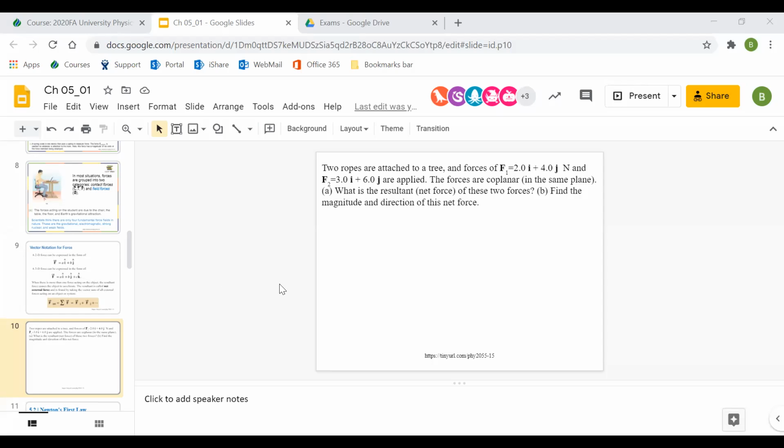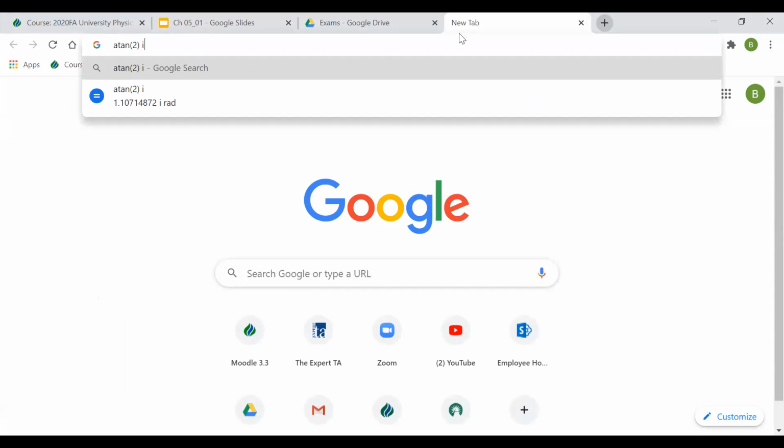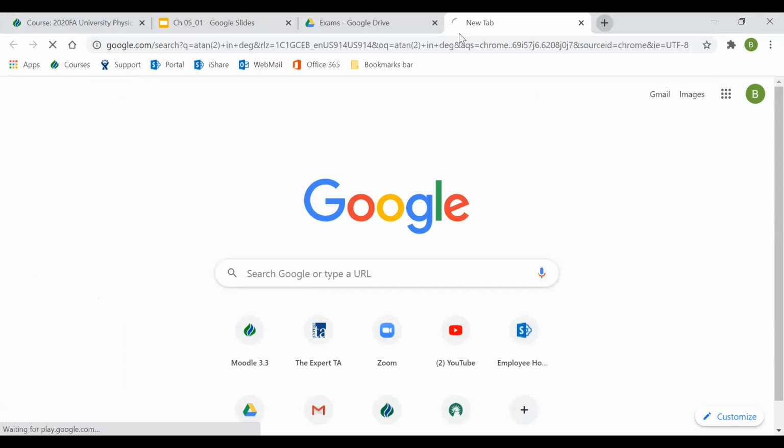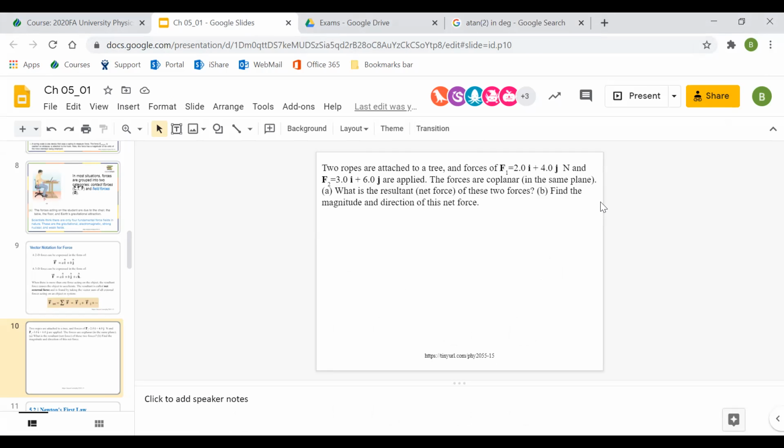And then the directional angle, I guess I forgot about that, but it's tangent inverse of 10 over 5. So that's tangent inverse of 2. I guess I forgot to do that. Let me double check on that one. So arctangent of 2 in degrees. Okay, 63. So the directional angle will be roughly 63 degrees.